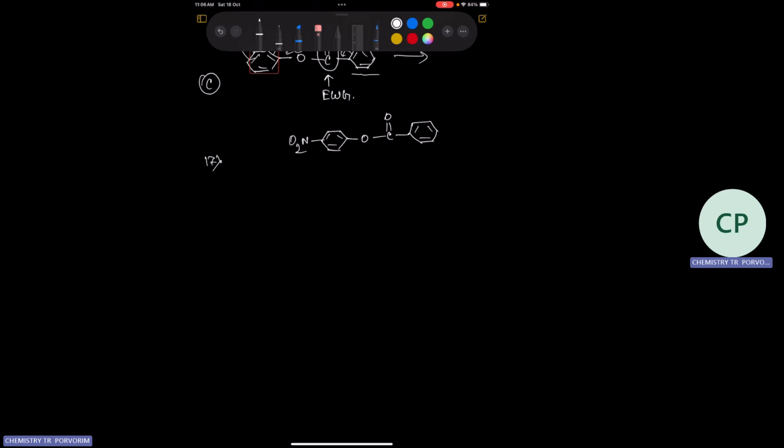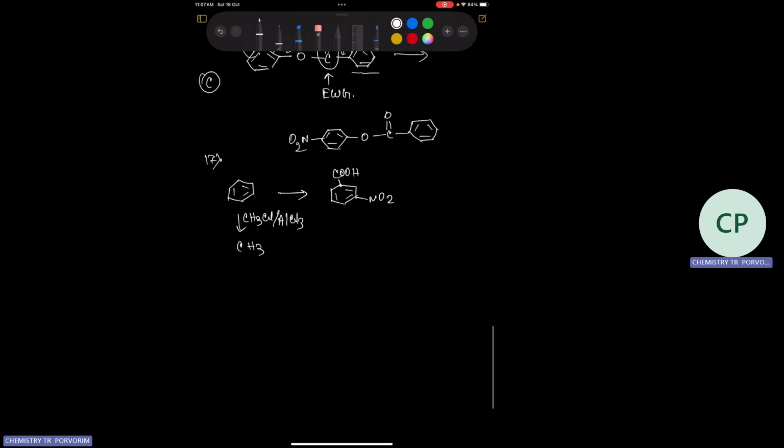Question number 17. In question number 17, this benzene ring needs to go to C double bond O H and NO2. Okay, how can it go to here? If we use firstly CH3Cl and AlCl3, this is the Friedel-Crafts alkylation reaction. So methyl will be there.